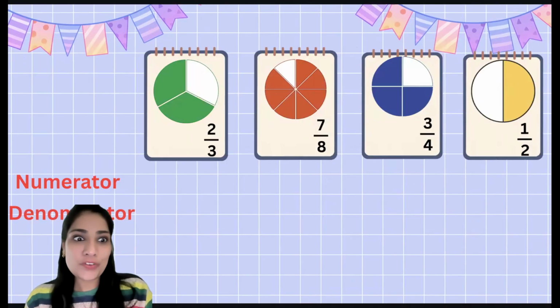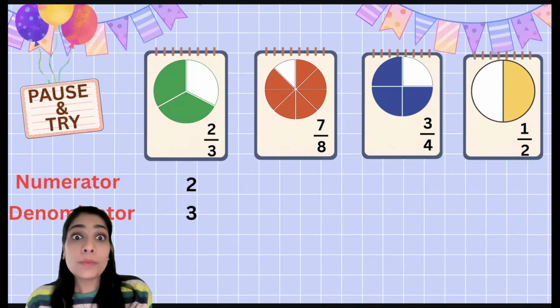Now, can you find the numerator and denominator in each of these fractions? Let's do one together. For the green part, the numerator is 2 and the denominator is 3. It's your turn now. Pause and try finding the numerator and denominator for all the given shapes.